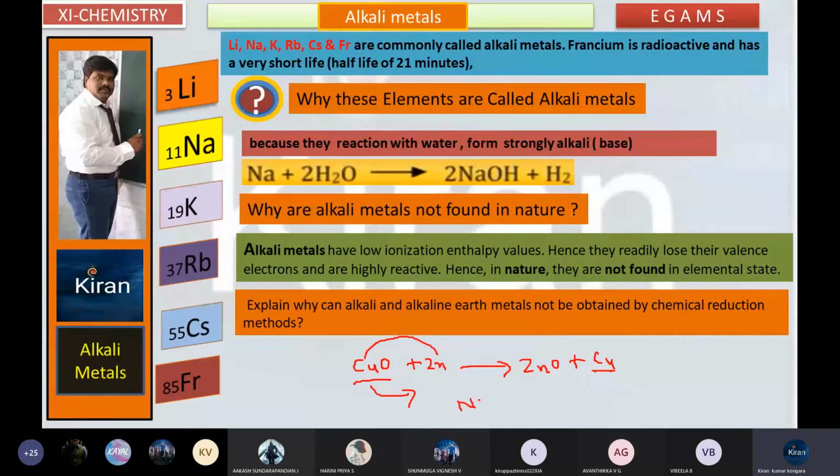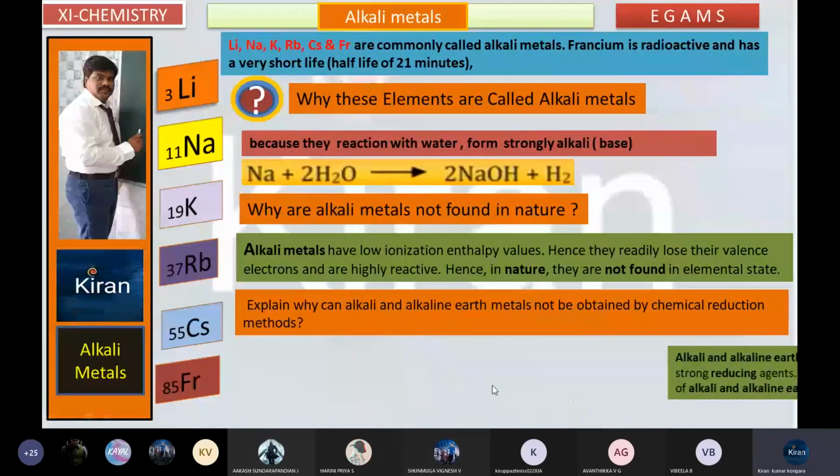For example, when you take Na2O and add potassium or any other element, or when you add zinc, the reaction will not continue because sodium is a more active element. No one can replace these alkali metals. They have high reduction potential. That is the reason the sodium metal is not replaced by other metals, so we cannot get the sodium metal by simple reduction.